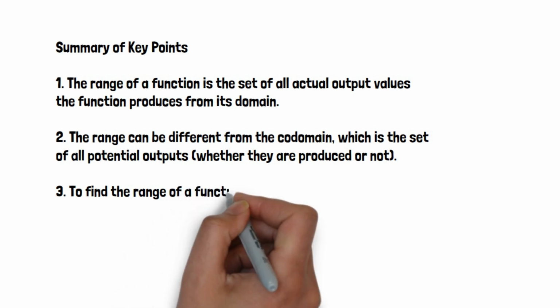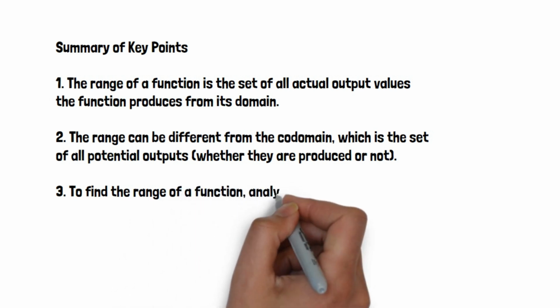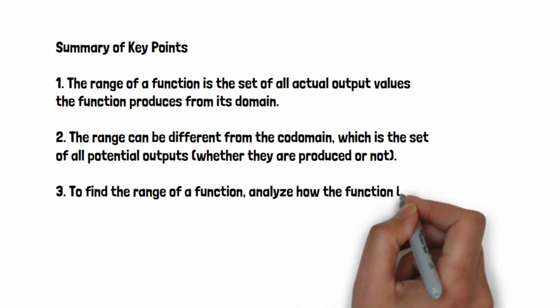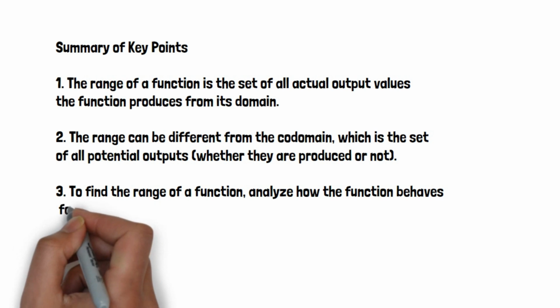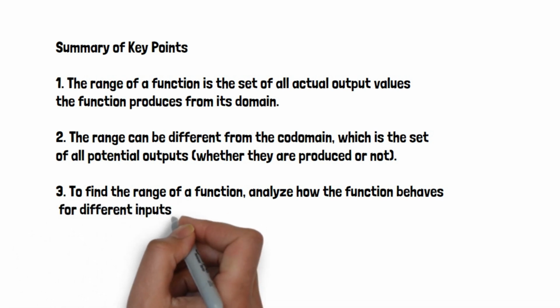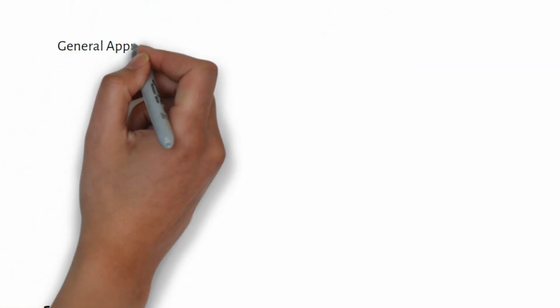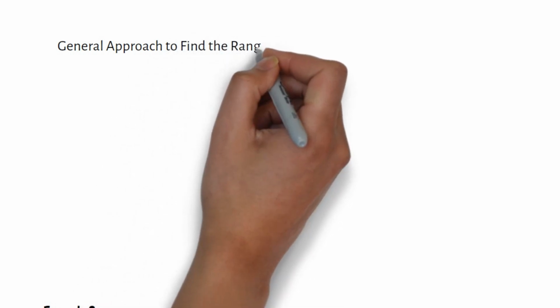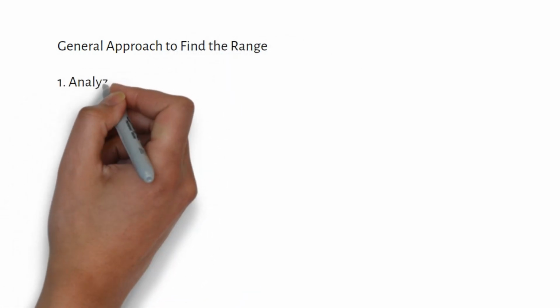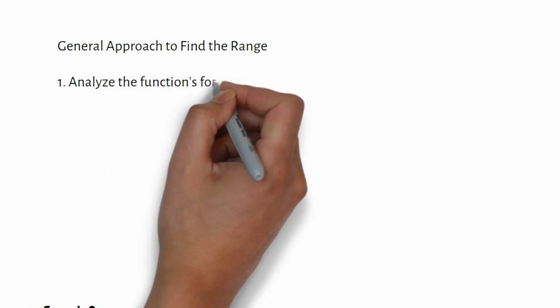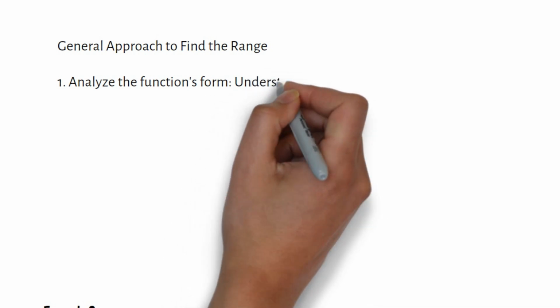And the third point is that to find the range of a function, analyze how the function behaves for different inputs, as we have discussed in the previous examples. Last is the general approach, how we can find the range of different functions. Before finding the range of any function, you must remember these 4 key points so that it becomes easy for you to find the range of any function.